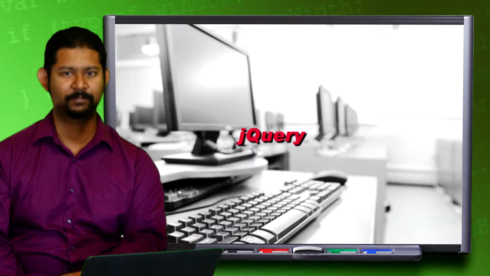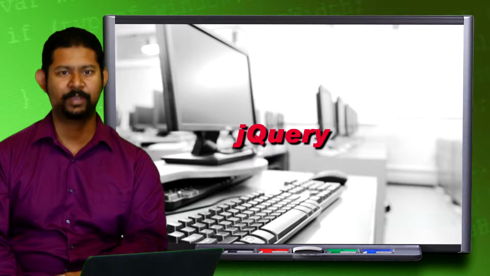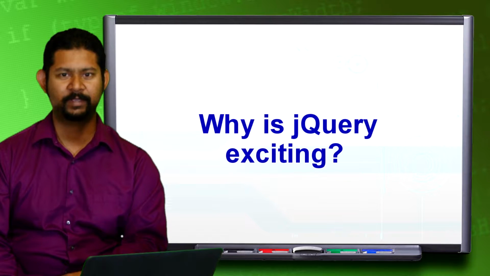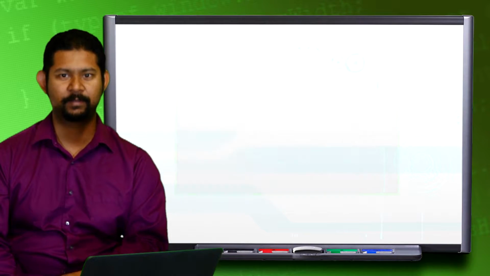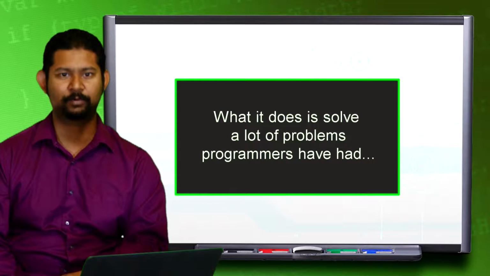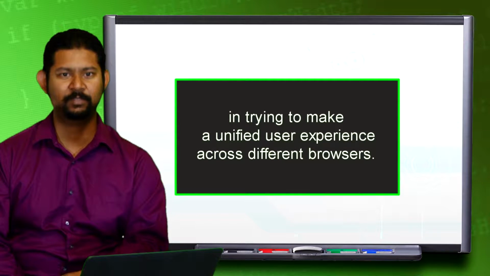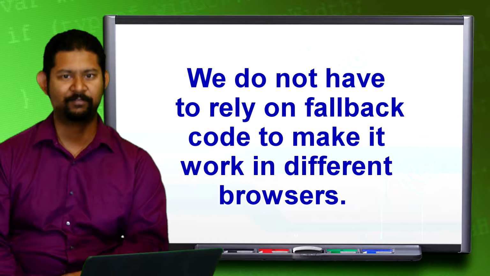Welcome to Lesson 7. This is an exciting lesson as we will now work with jQuery. Why is jQuery exciting? It is a strong library that has a lot of support. What it does is solve a lot of problems programmers have had in trying to make a unified user experience across different browsers. We do not have to rely on fallback code to make it work in different browsers.